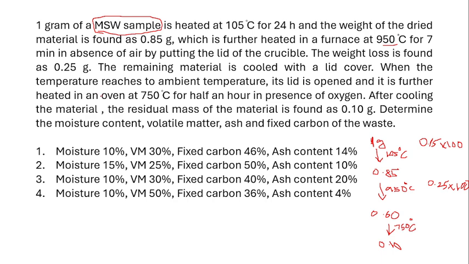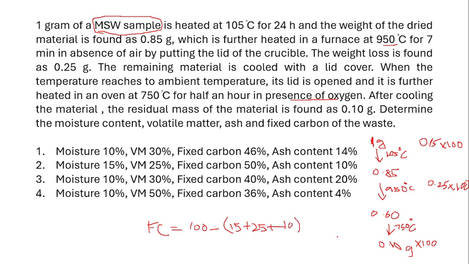Finally, after heating the sample in the presence of oxygen, all these will be converted into ash, and the residual mass of the material is found to be 0.1 gram. So this is the content of the ash. So 0.1 into 100 is 10%. Always the fixed carbon, FC, is obtained by subtracting all the percentages from 100. So here 100 minus 15, which is the percentage of moisture, and 25, which is the percentage of volatile matter, plus 10%, which is the ash content.